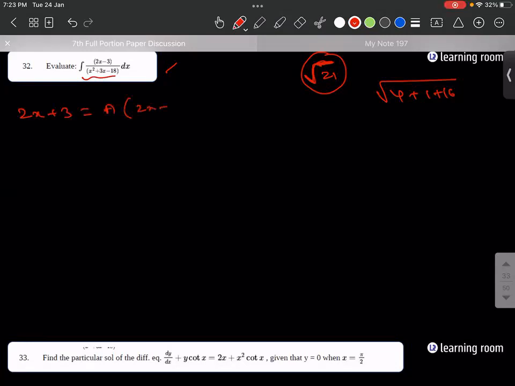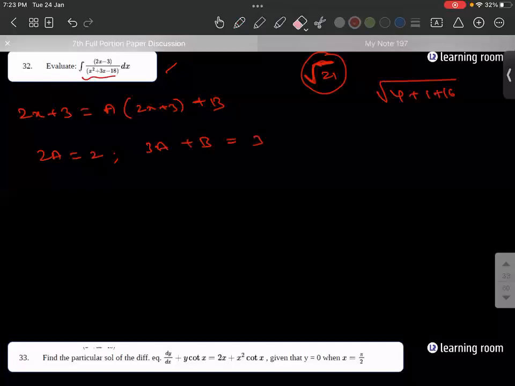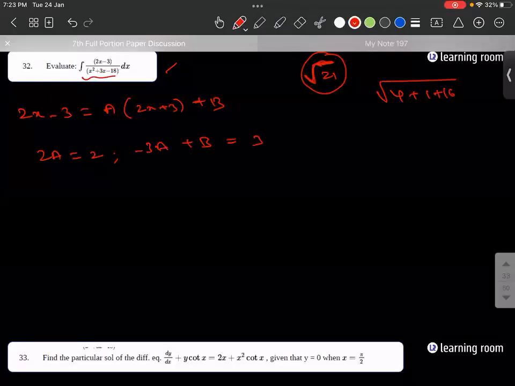Take a into 2x plus 3 plus b. 2a is 2, 3a plus b is equal to 3. Correct? Yes, sir. The mistake is here, sir. It is 2x minus 3, so minus 3. That's what I was wondering. So b will be 6.